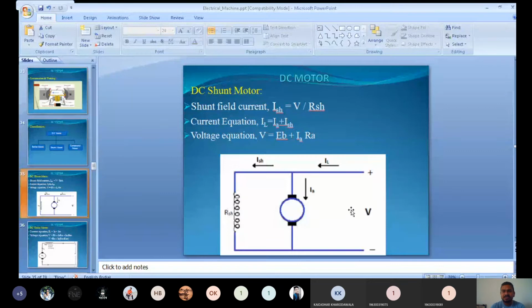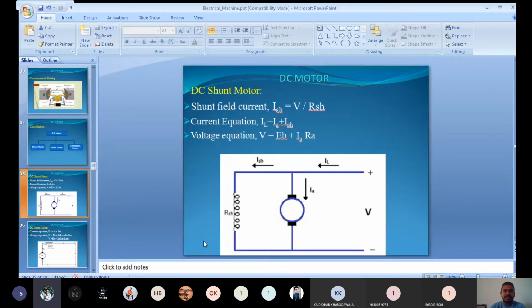In this, the terminal voltage or supply voltage is greater than the induced EMF. Why? Because some voltage drops in the armature winding. So we can write EB plus IaRa is equal to V. Understood why? EB is less because some voltage drops in the armature winding. That's why we can write supply voltage is equal to EB plus IaRa. This is the voltage equation of DC shunt motor.